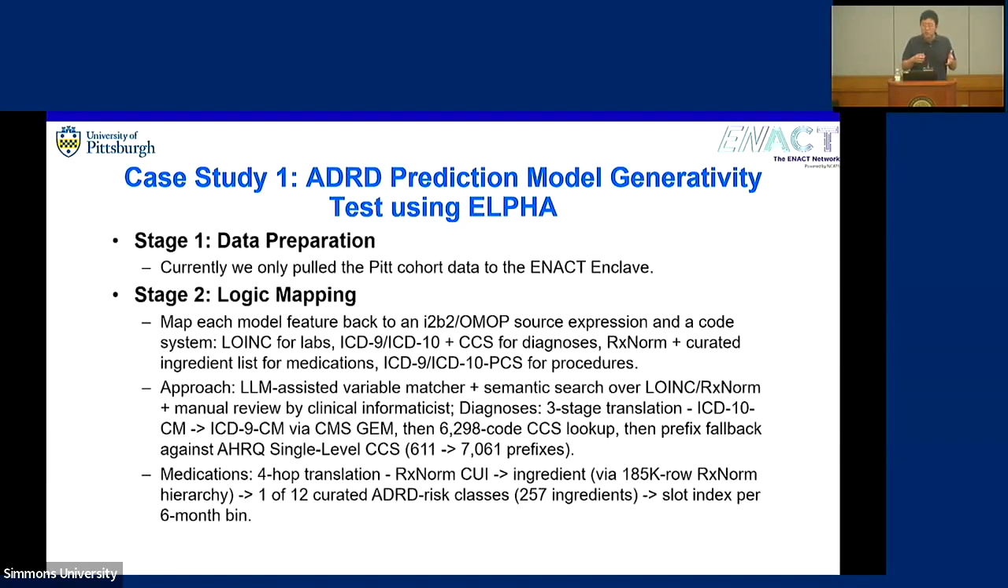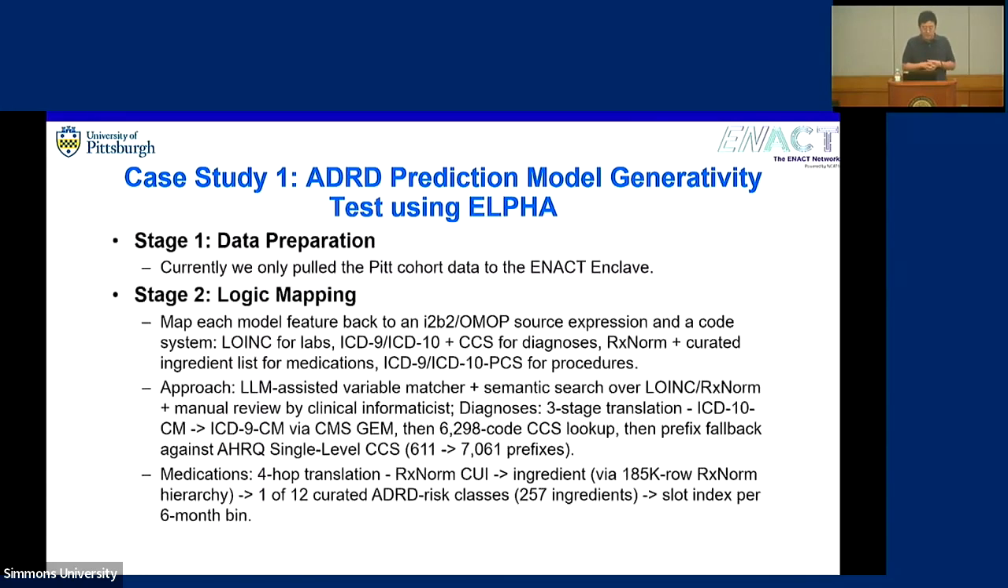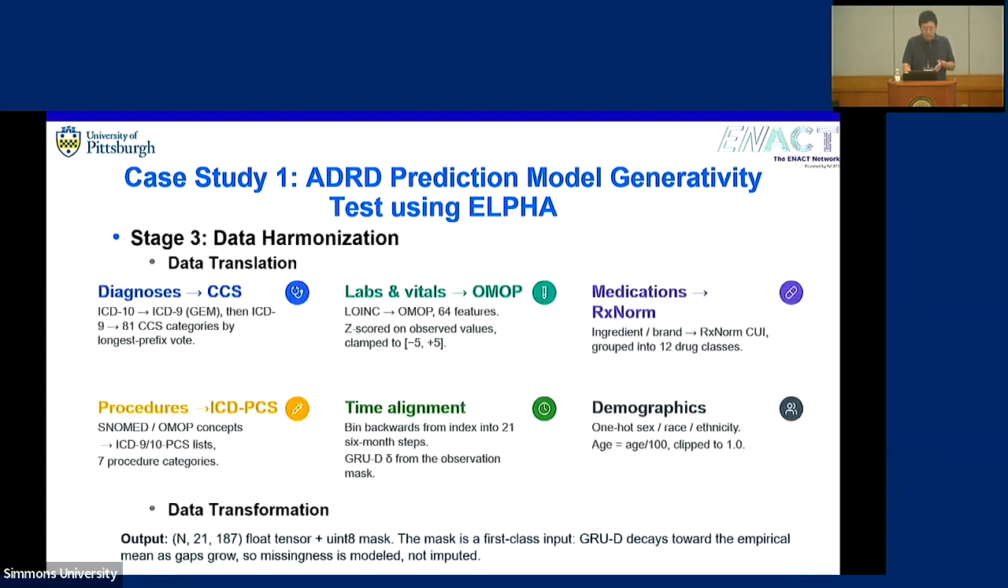We use an LLM-assisted approach to help us, because if you take a look at the previous slide, there are 173 features. It is very time consuming to do that manually. So we use the LLM-assisted approach to map those feature variables to the I2B2 common data model. What is very tricky in this model evaluation is the medication, because they use a specific code for the medication, and we have to carefully map those medications to the common data model.